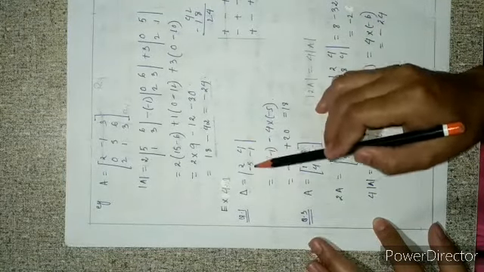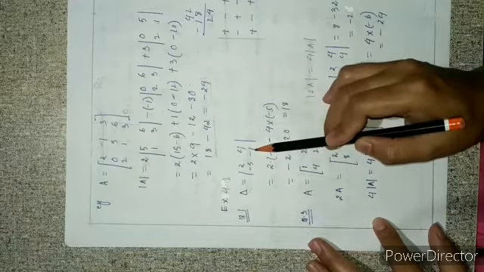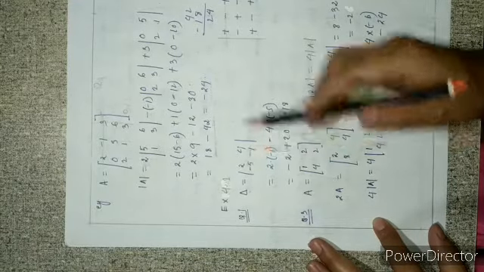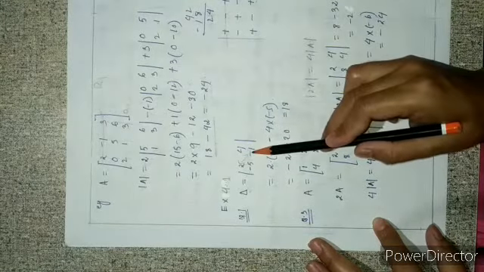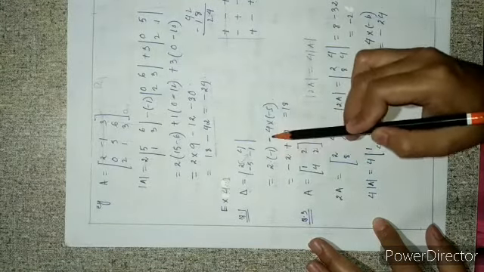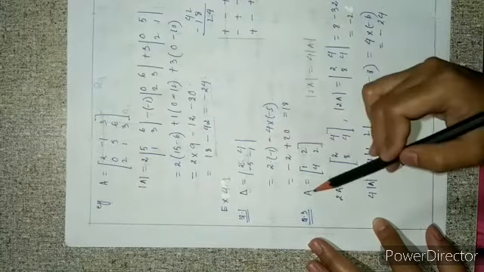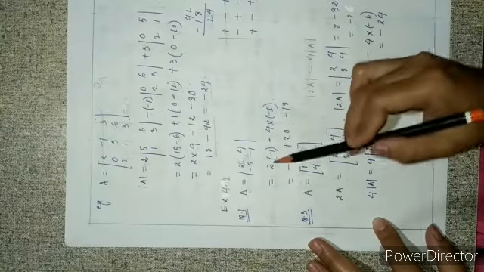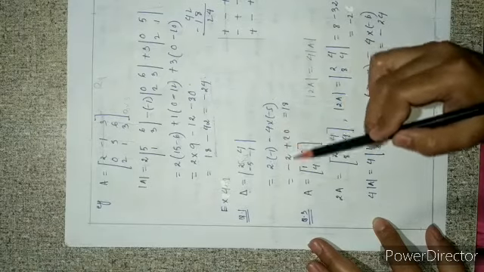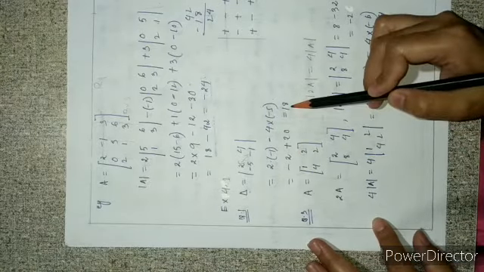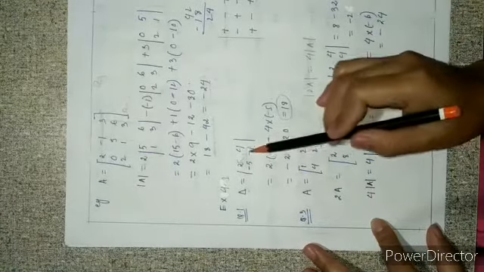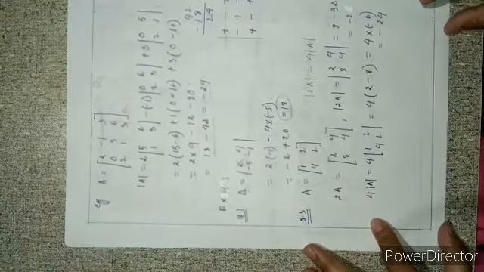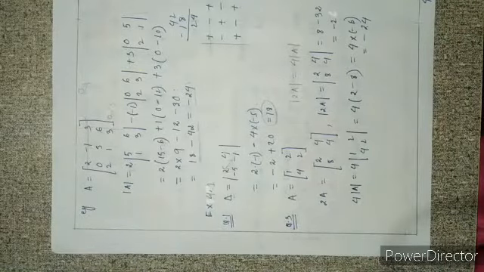Elements are 2, 4, minus 5 and minus 1. Diagonal elements are 2 and minus 1. Find the product of diagonal elements, 2 into minus 1, minus the product of the remaining two elements, 4 into minus 5. That is minus 2 minus minus 20, which is minus 2 plus 20, equal to 18. 18 is the determinant of this square matrix.